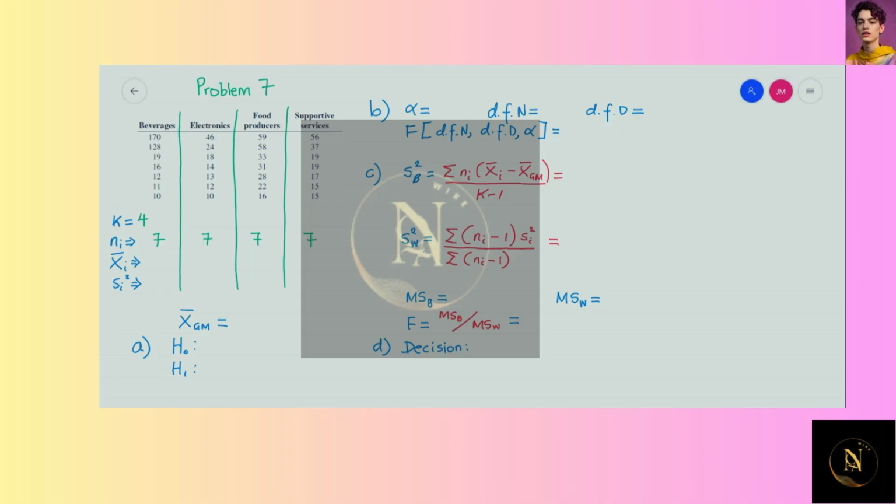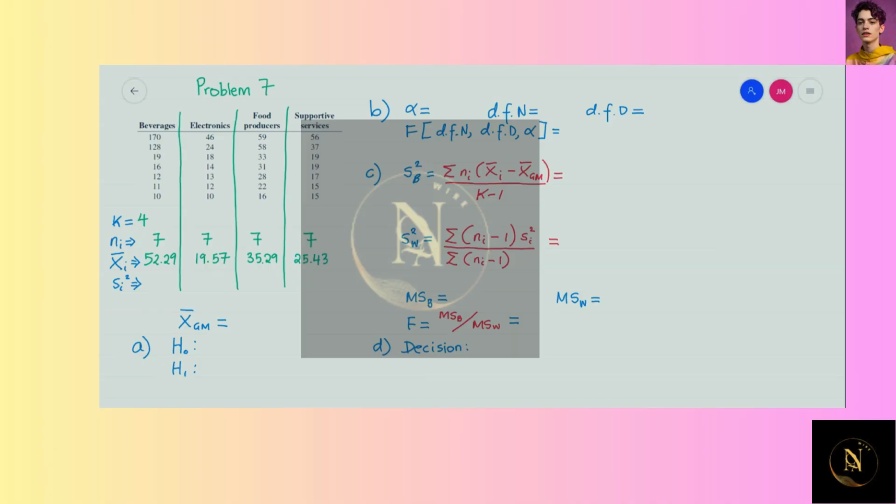You could work that out using a calculator, and you will get for beverages 52.29. For electronics, it is 19.57. For food producers, it is 35.29. And for supportive services, it is 25.43.